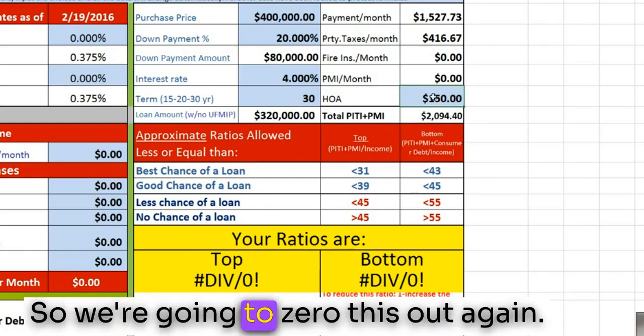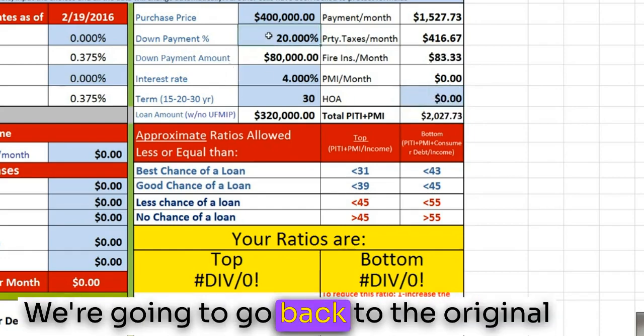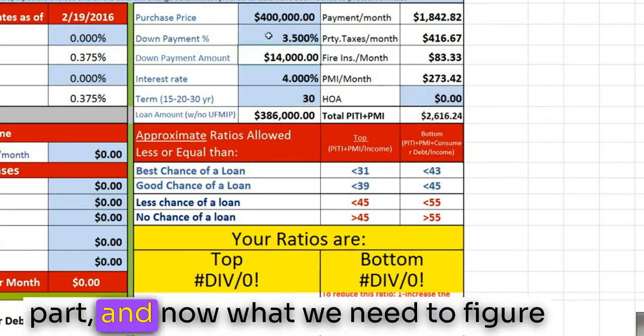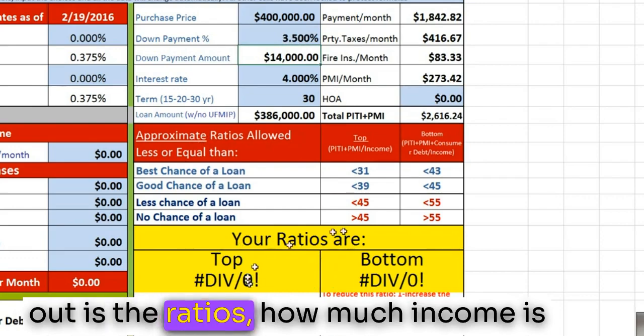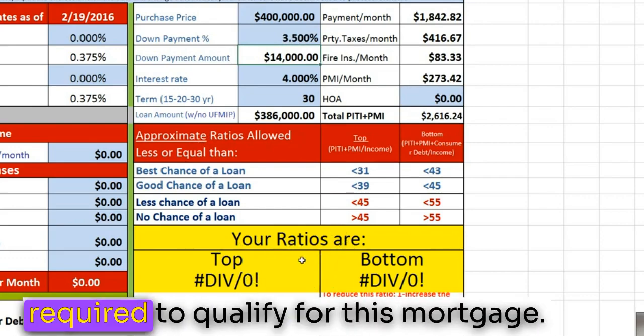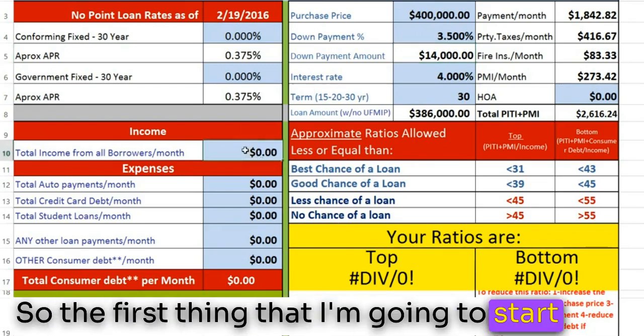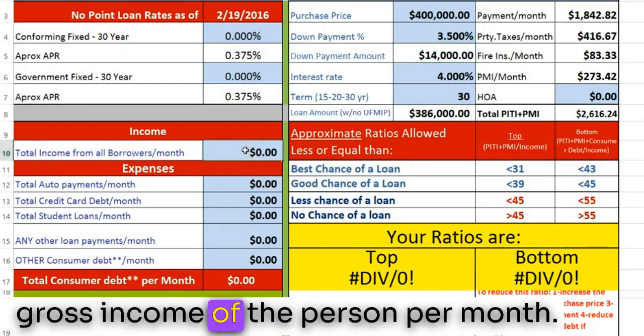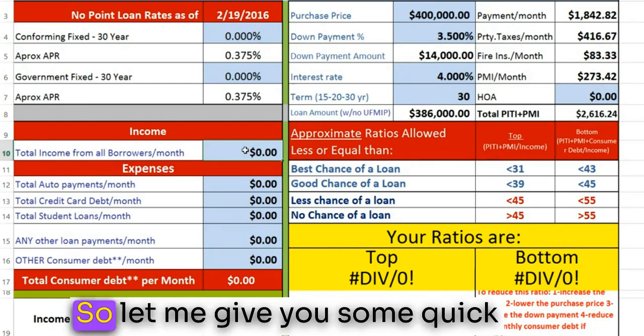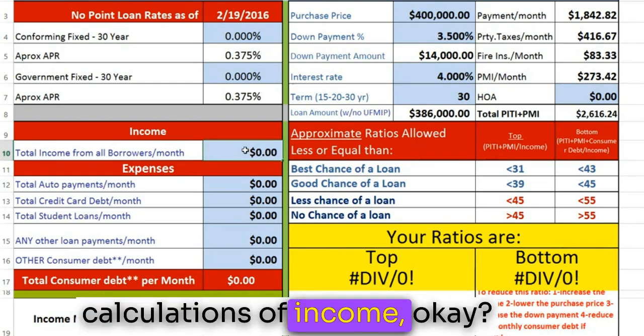Okay, so we're going to zero this out again. We're going to go back to the original part. And now what we need to figure out is the ratios. How much income is required to qualify for this mortgage? So the first thing that I'm going to start putting here is the gross income of the person per month. So let me give you some quick calculations of income, okay?